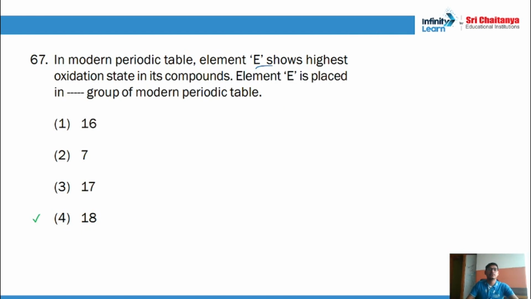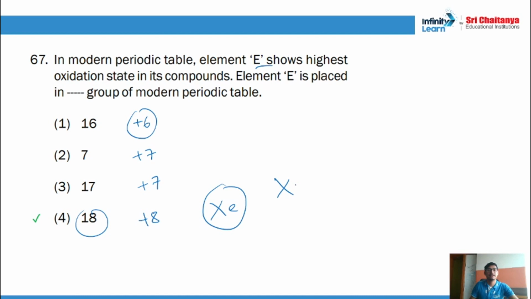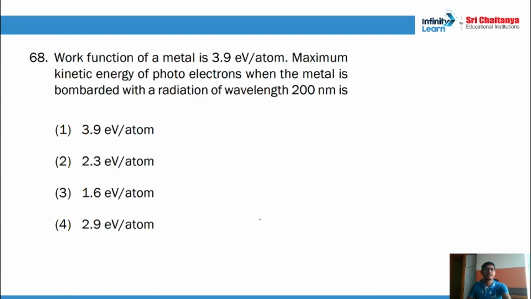Element E shows the highest oxidation state. So you should know that for group 16 the highest oxidation state is plus 6, because they have 6 valence electrons. For group 17 it is plus 7, halogens, and for group 18 it is plus 8. The very well-known element is xenon. It shows up to plus 8 oxidation state in compounds like XeO4. So it is showing plus 8. So that is the correct answer. Is that clear, guys? Next question.